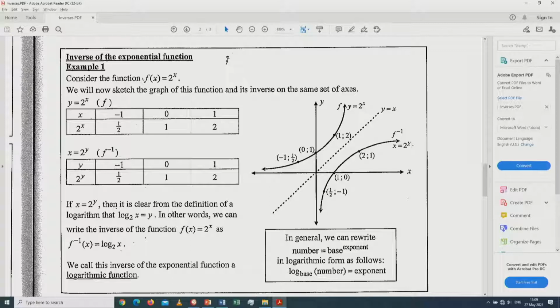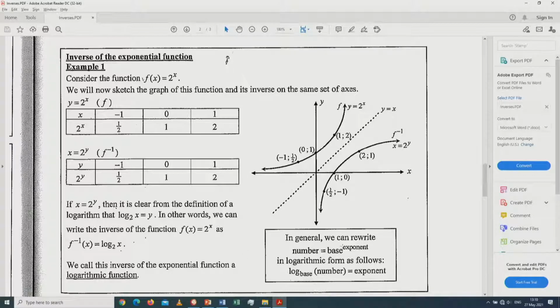Go back to the definition of logarithms. That's why here it's clear. If x equals 2 exponent y, then it's clear from the definition of logarithm that log x base 2 will be equal to y. In other words, we can write the inverse of the function f of x equals 2 exponent x as, check the inverse, f exponent negative 1. That is the notation we use for the inverse. You have f of x equals 2 exponent x. Therefore, the inverse will be f exponent negative 1, like it is clearly indicated here.